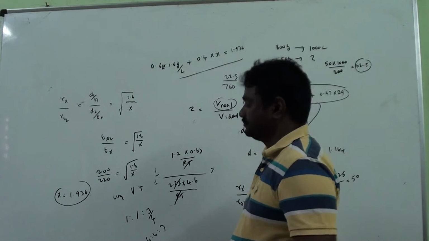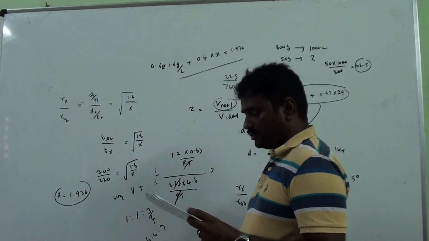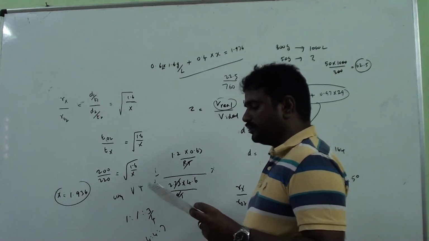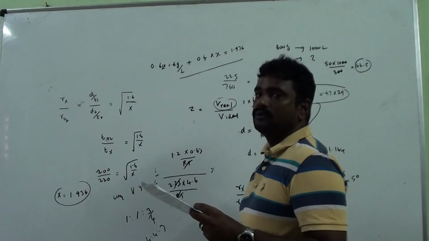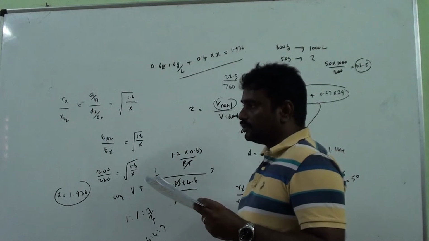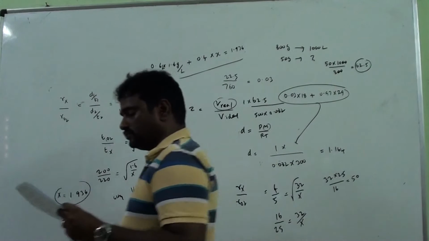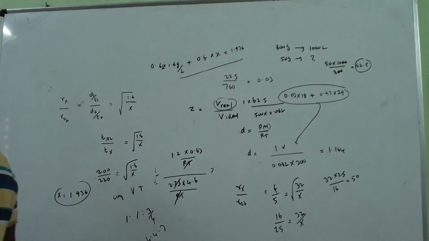X is another. I think option A or 2.44 or 2.42. The nearest is 2.4. Yes, nearest. Correct answer 2.4. Okay, 2.4.